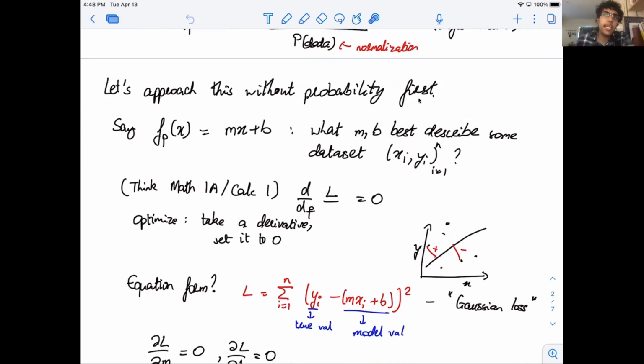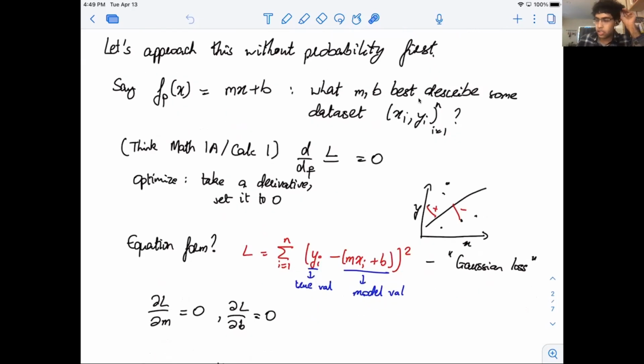If you were given this as a problem in Math 1A or an equivalent Calculus 1 course, you might think to use differentiation. You're told that if you want to optimize something, you take a derivative and set it to 0. The things I want to vary are these parameters p, so I take a derivative with respect to p, of the quantity I want to minimize or maximize, L. L is short for loss, a pretty common term in these kinds of things. You might think, what's a good way to describe the loss?